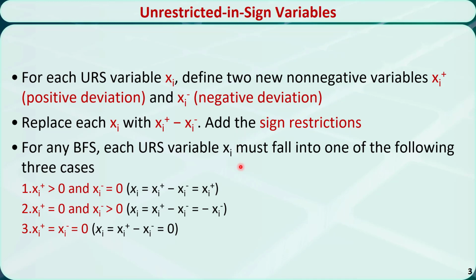During the simplex iterations, the unrestricted-in-sign variable xi in every basic feasible solution must fall into one of the following three cases. Either the positive deviation is greater than 0, or the negative deviation is greater than 0, or they're both equal to 0. We will not have the situation that the positive deviation and the negative deviation are both greater than 0.